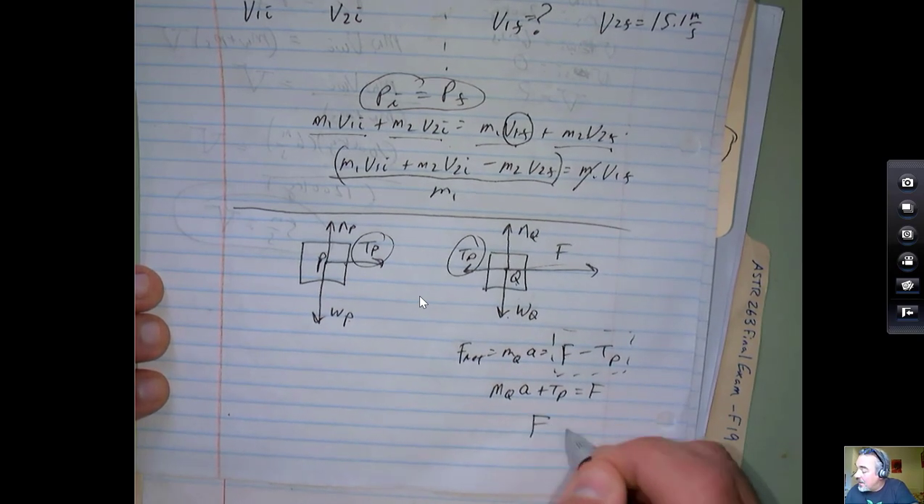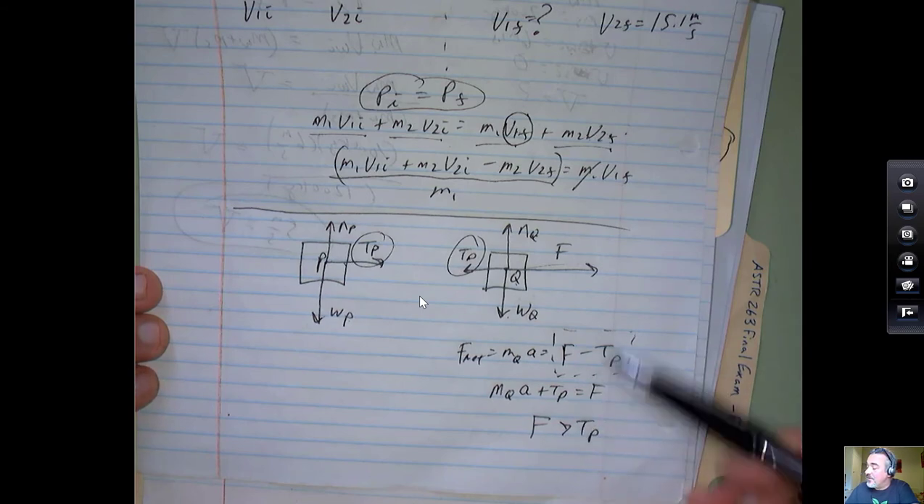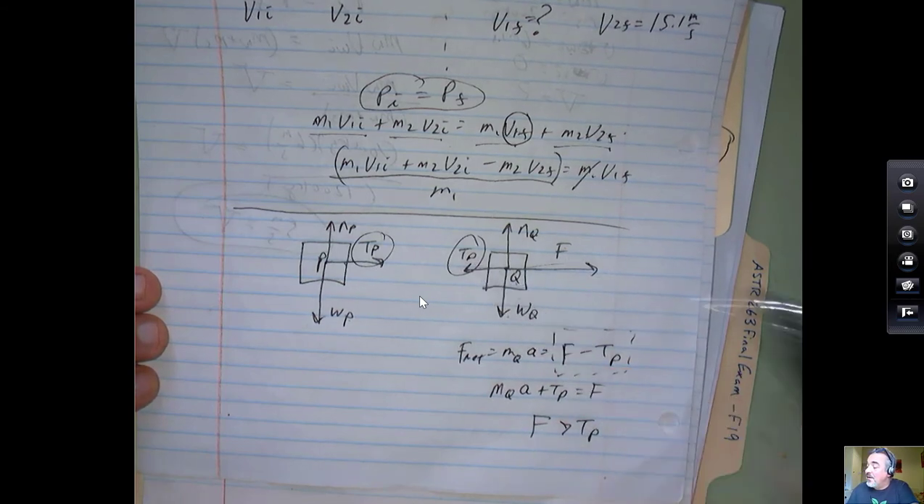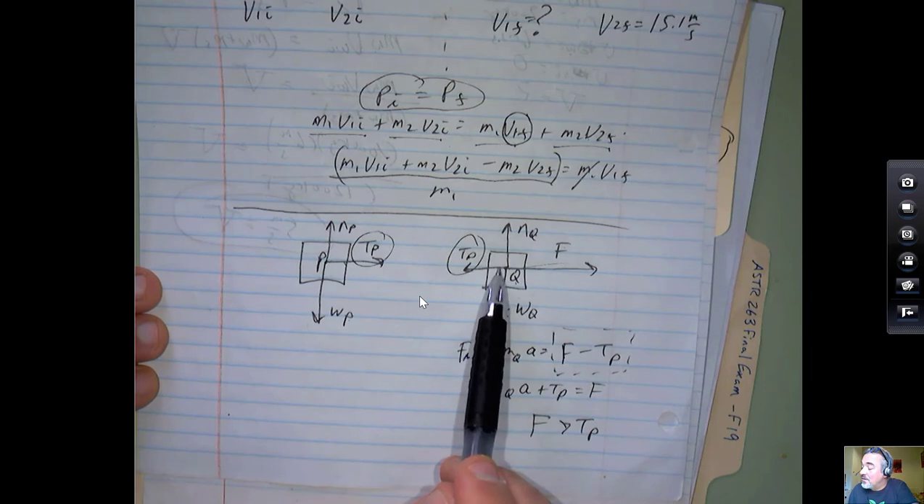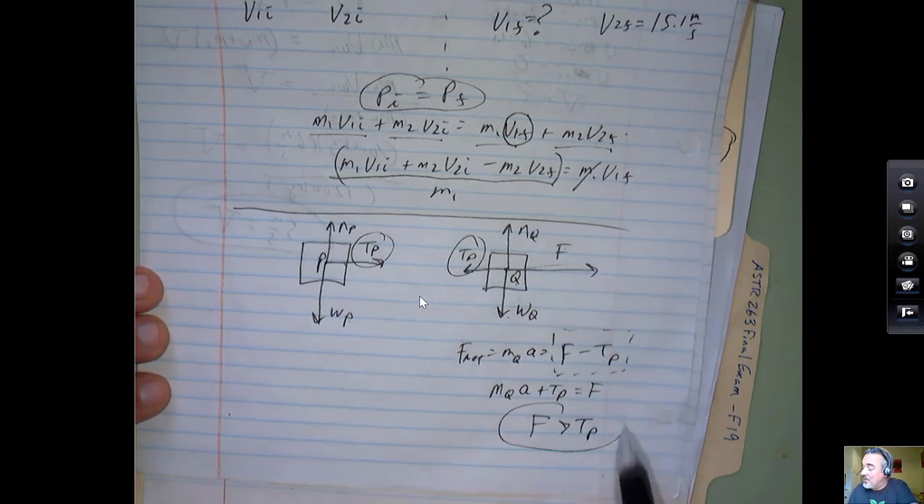That means that F has got to be greater than this, right? If it wasn't greater, there would be no acceleration. So this force here must be greater than that force moving to the left, or it wouldn't accelerate. So this answers the question. It's got to be greater than that.